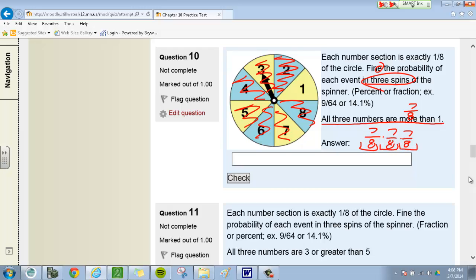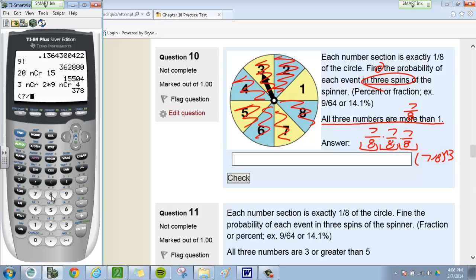Okay? And if you want to put this in your calculator, I would do it like this: 7/8 to the third power. But you can just multiply them whatever way you want to do it. So 7 over 8 to the third. If you don't use parentheses here, you're going to mess up, so make sure you use parentheses. And we get 0.66992185.